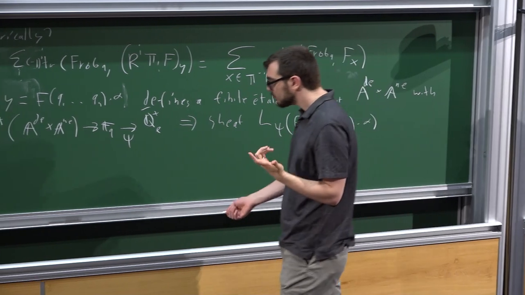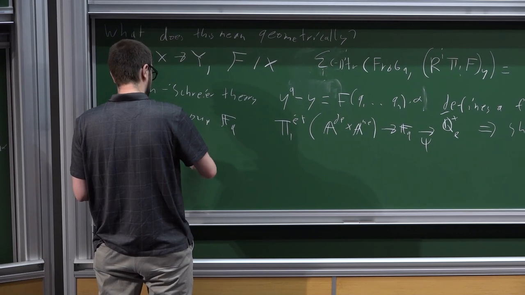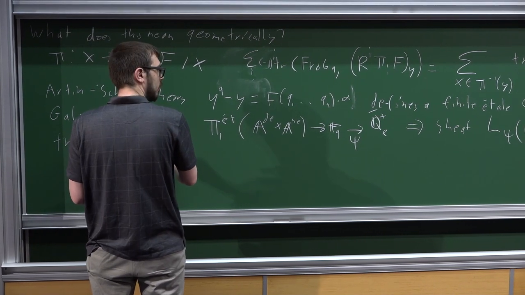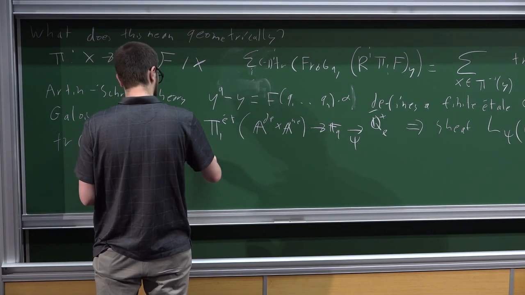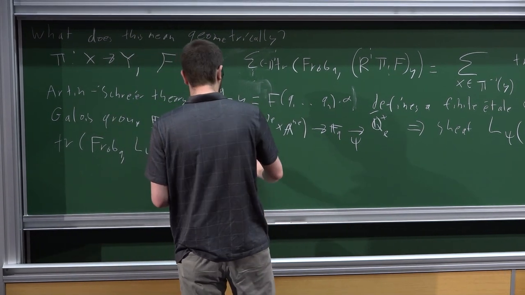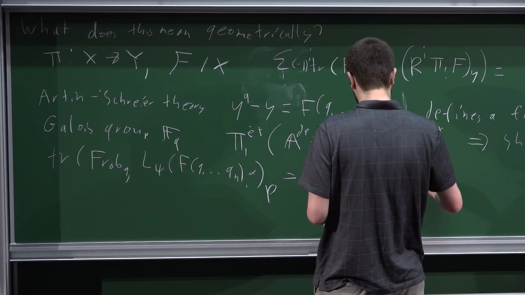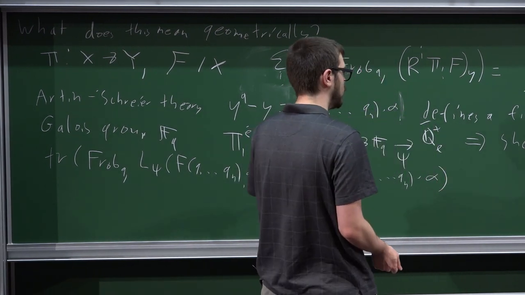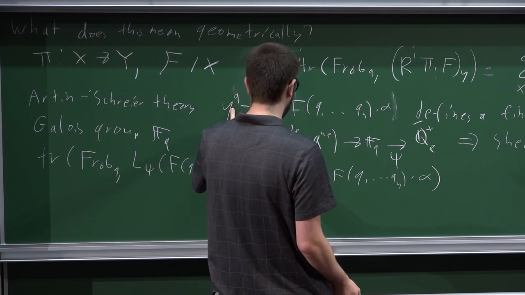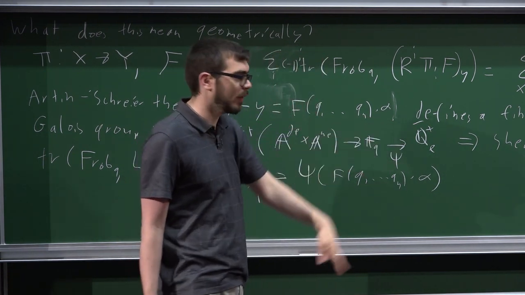And then if you unravel the definitions, the trace of Frobenius on the stalk at some point will equal the value of the function at that point, which is just because, what does Frobenius do? It sends y to y^q, and that's the same thing as adding f(g1, ..., gn)·alpha just by this equation.